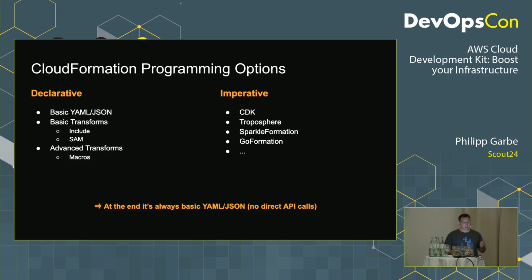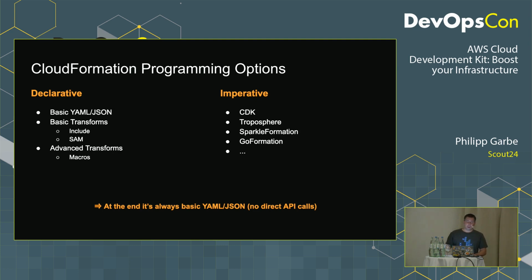And there's also the SAM transformation, which is an opinionated way to define serverless resources, where you have to write less of this code. And you can also have your own transformation when you look at macros, where you can write your own logic, and you put your infrastructure code there, and it will be transformed into a bigger, more advanced one.